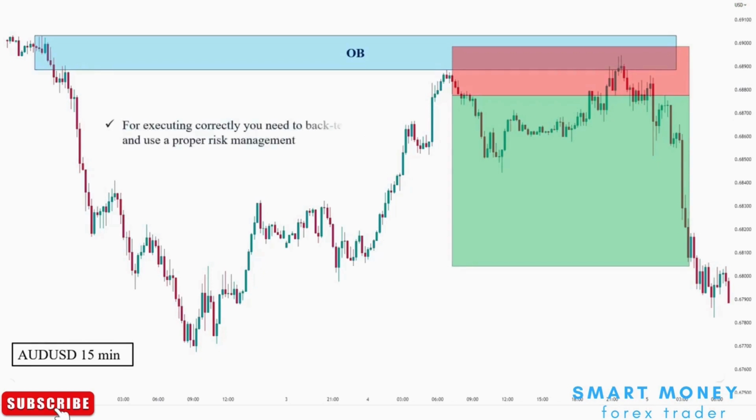Okay guys, I hope you can apply this strategy to your trading plan, but remember, knowing this strategy is not enough, and to execute it correctly you should test it on different currency pairs to find the best pairs for this. Also have a proper risk management plan to be safe on stormy days.